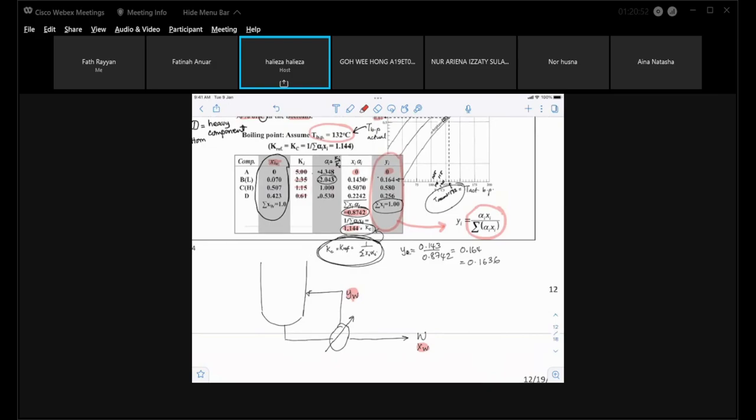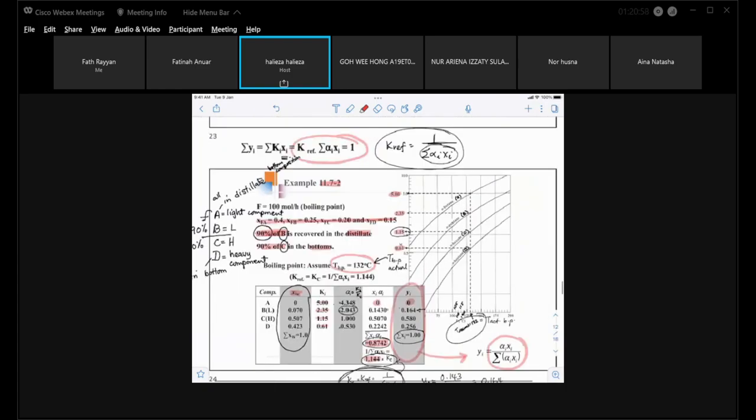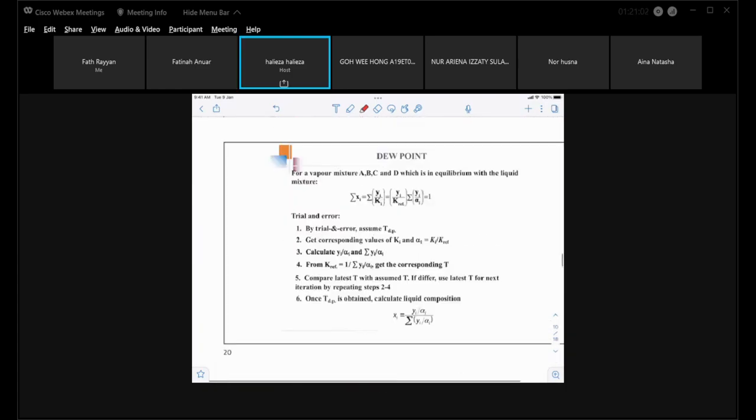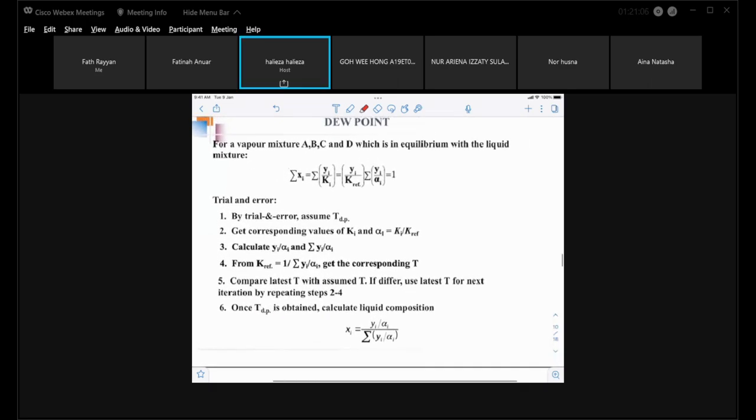That is just the bottom product. We'll be doing the same thing for the top product, which is getting the dew point. So now let's look at the dew point. This is how you do the dew point. Again, trial and error, because you don't have the exact value for component A in the top product, and neither do you have the exact value of component D in the top product. So it's again trial and error.